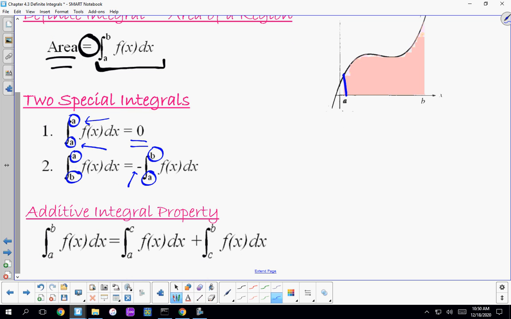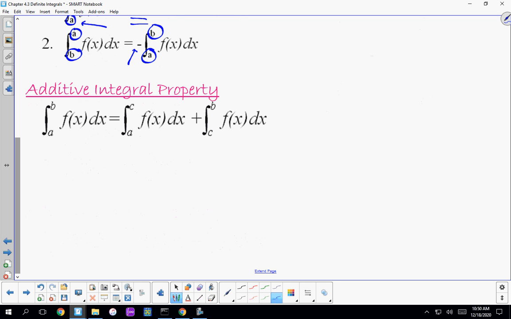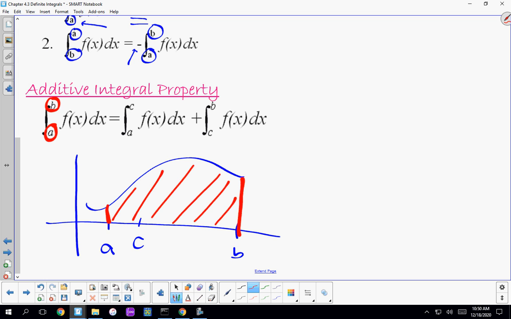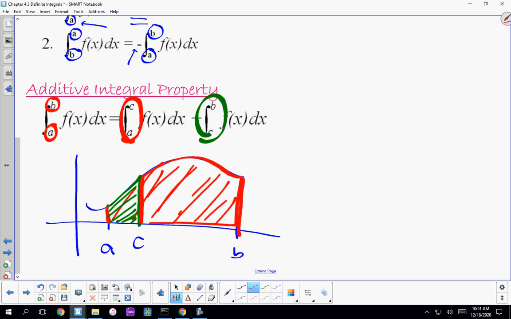The additive integral property, this is just like our segment addition postulate from geometry. If I have some shape, here's A, here's B, here's C. If I ask you to calculate the total area from A to B, I'm asking you to calculate this total area. If you know part of it, let's say you know what the area is from A to C, so you know this piece, and then you also know the area from C to B is this piece. If we add those two areas together, we'll get the total area from A to B.